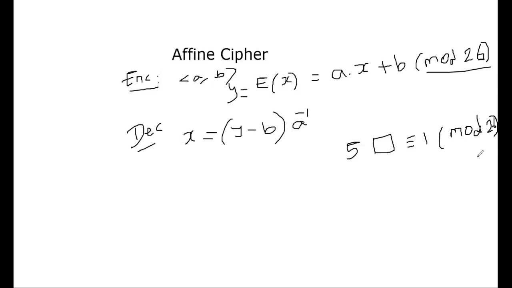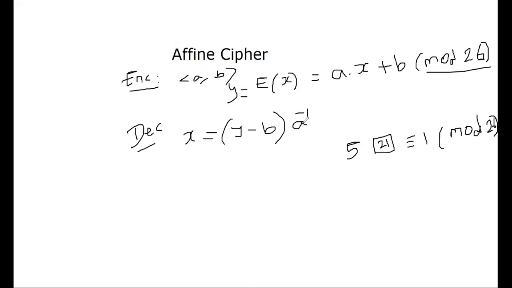We talked about algorithms to compute inverse. It is part of this video segment as well. But if you trust me, I would say 5 inverse is 21, because if you multiply 5 with 21, you get 105, and you divide it by 26, you get 1 as a remainder. So you would need to be able to find the inverse, and the inverse may not always exist. That is another thing you need to be aware of.